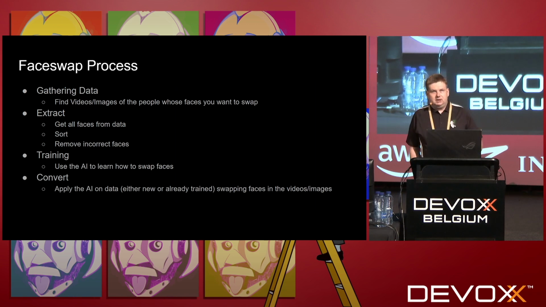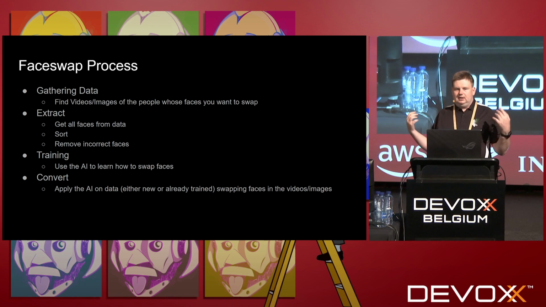So the actual Faceswap process has 4 main steps: gather the data, extract the data, train, and convert. For gathering your data, you're going to need to find videos and images of the people whose faces you want to swap. You'll get videos for both faces. Images as well can work, anything like that. Then you go through the extract, which uses the models that Kyle was talking about earlier, which will go through and find all the faces, align them, match them up, and things like that. We have a sort, which lets you sort by the faces to do the face recognition task, essentially. And then you would remove the incorrect faces.